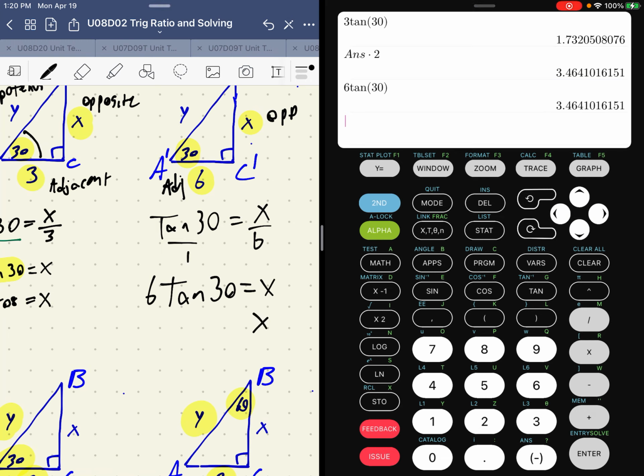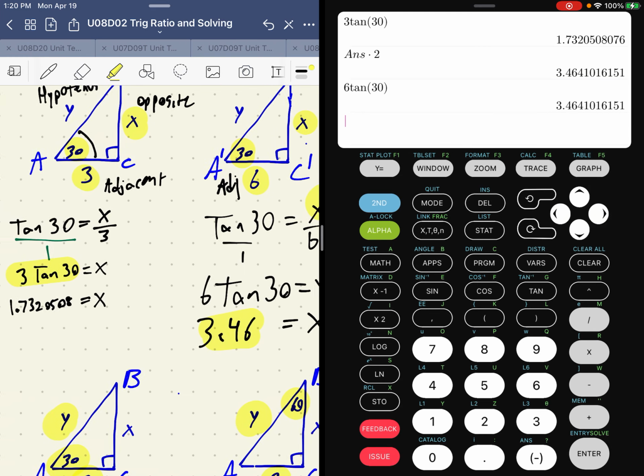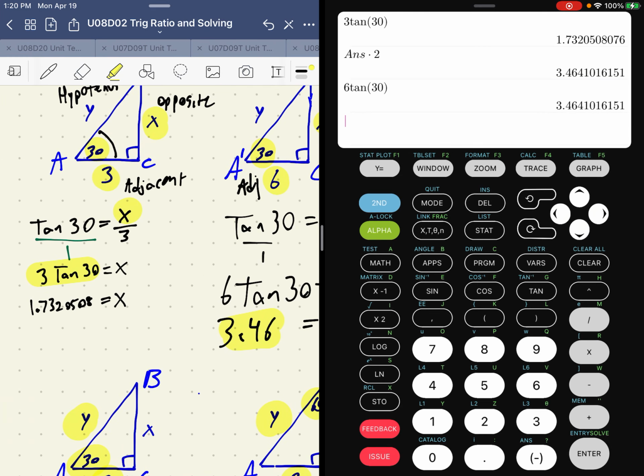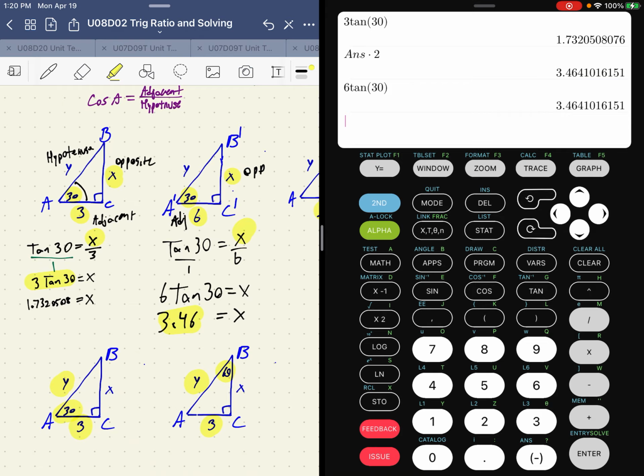So exactly as I said, it doubled. So if you think about that, that makes sense. So if this is 3.46, it'll be the same thing if this was 1.7. They'll have the same fraction.